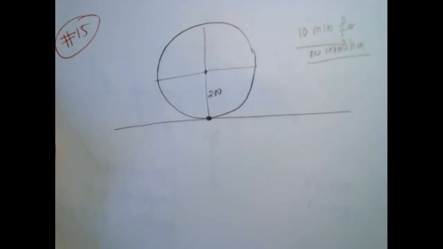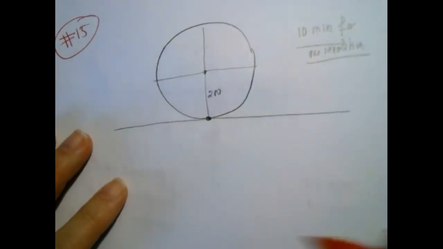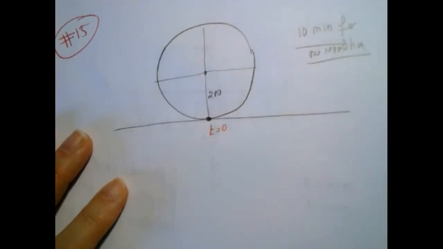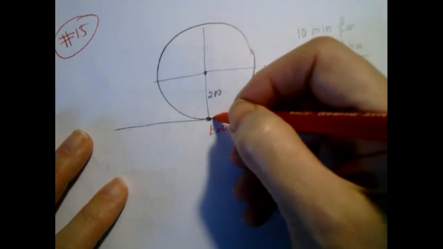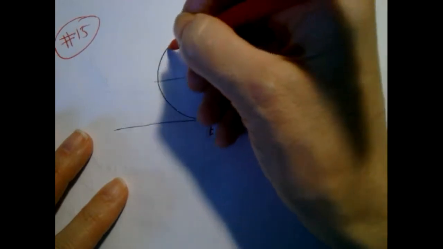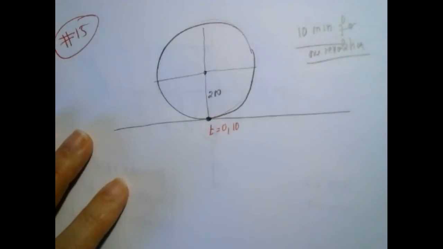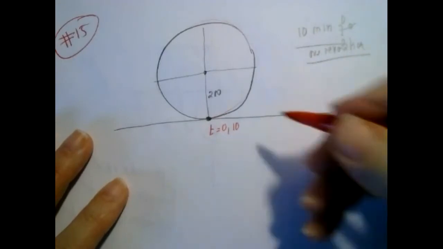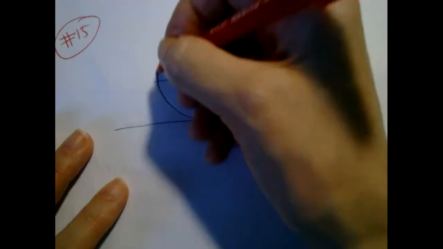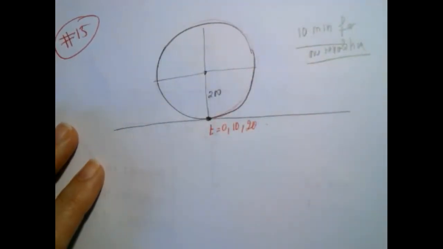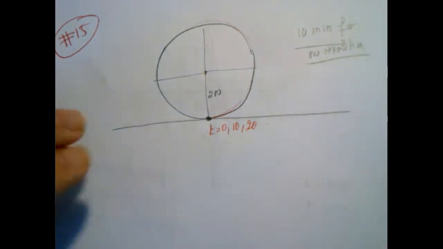Okay. So what does it mean? At t equal to 0, you are right here. That's where you start. And 10 minutes, it means you go around, around, around, around. After 10 minutes, you're back. That's really what it means. 2 revolutions, it means you go around another time. After 20, you're back here. Okay, that's really the picture.